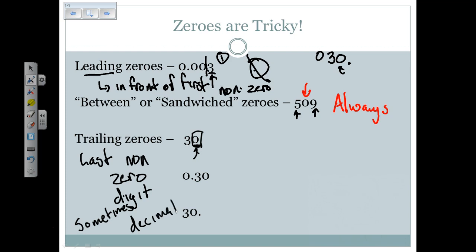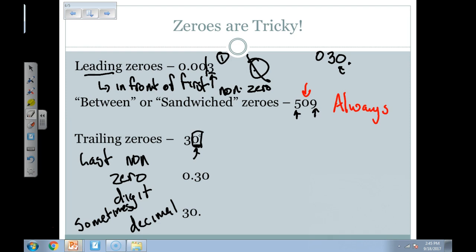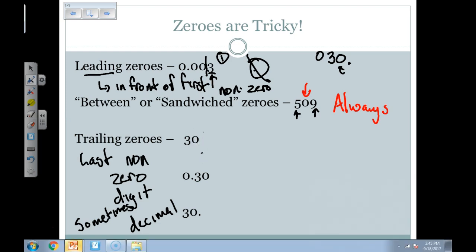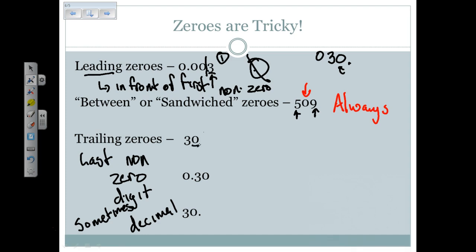Okay. So this zero right here, let me erase this so it's a little easier to see. This zero right here is not significant. It's a trailing zero. It's behind the last non-zero digit, but there's no decimal point in the number. I don't care if it's decimal anywhere in the number. There is no decimal in the number, therefore that zero is not significant. So this has one significant figure.